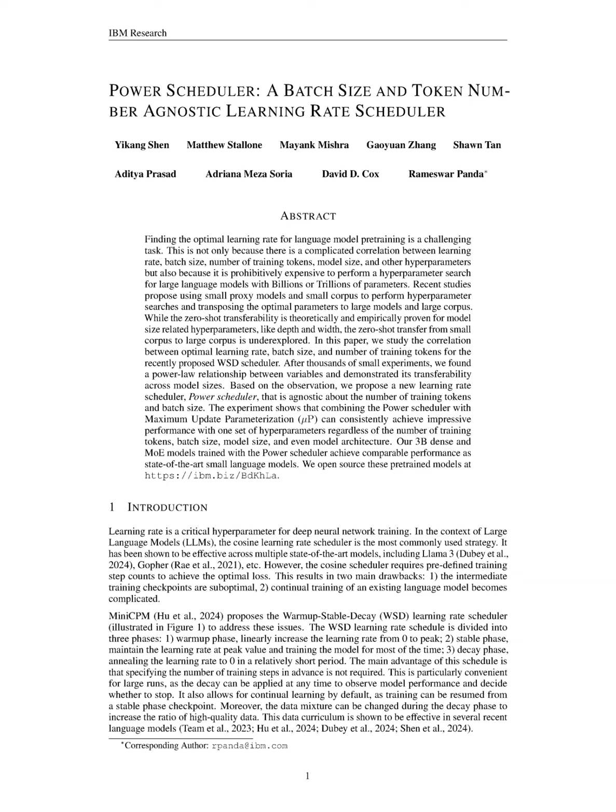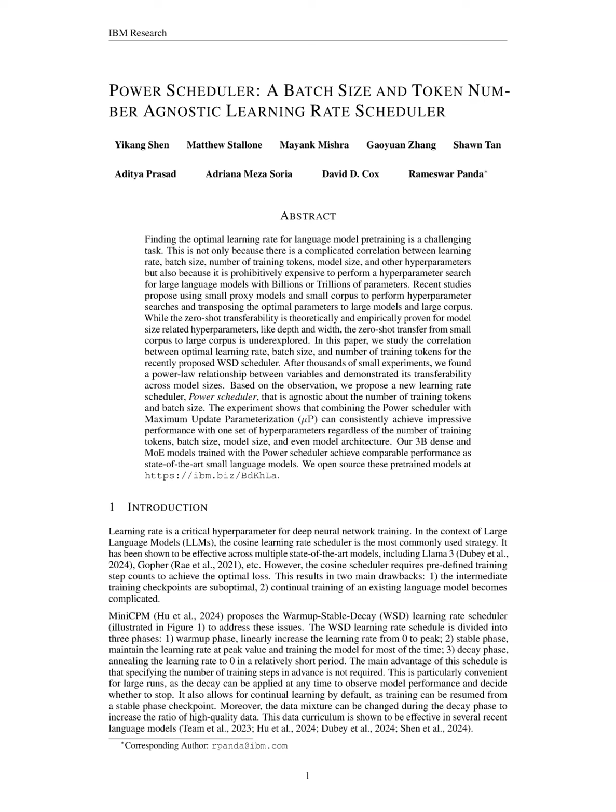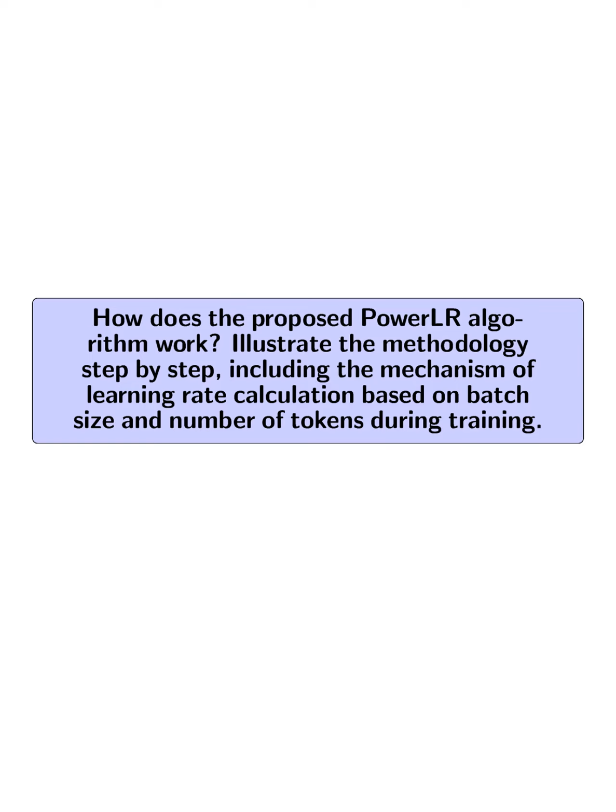In contrast, the WSD scheduler eliminates the need to specify the number of training steps in advance, allowing for flexibility in training duration and enabling the model to resume from stable checkpoints. Additionally, the WSD scheduler facilitates the incorporation of high-quality data during the decay phase, enhancing the training process. Thus, the identified drawbacks of the cosine scheduler motivate the development of the WSD approach to improve training efficiency and model performance. How does the proposed Power-LR algorithm work?